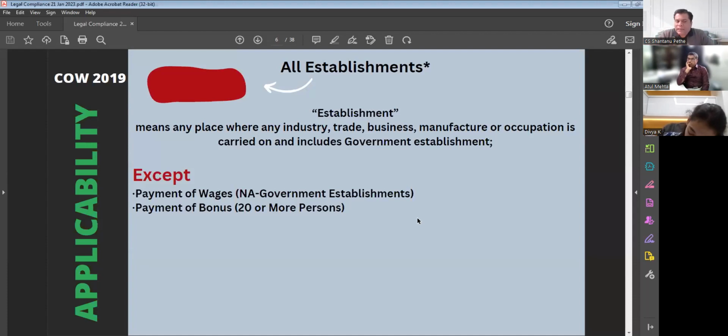Now, there are certain exceptions also. The chapter on payment of wages will not apply to government establishments. And the payment of bonus will be applicable only to those establishments where 20 or more persons are working. So you have to note specifically that bonus will not be applicable to all establishments, only where 20 or more persons are working. Only then will bonus provisions get attracted. Now, this is all about applicability. You should carefully note that it will be applicable to all the establishments.